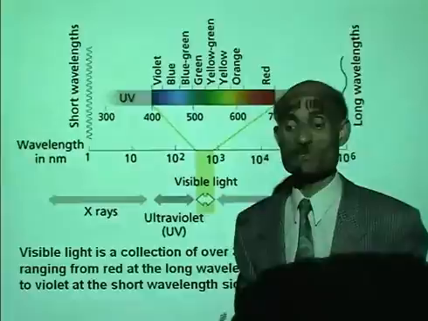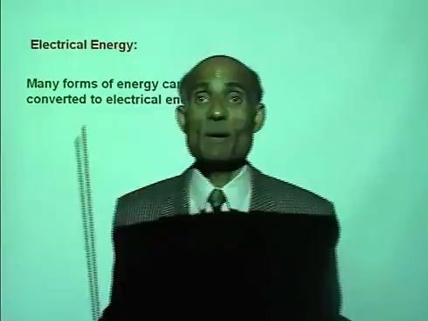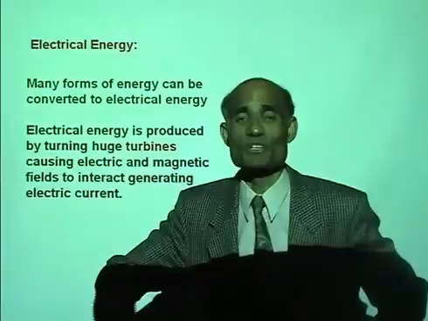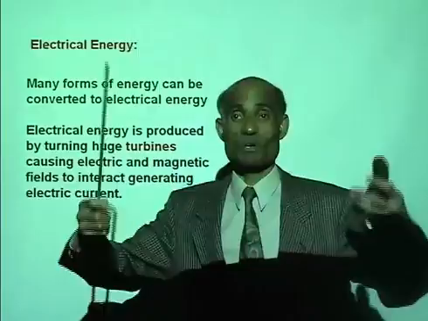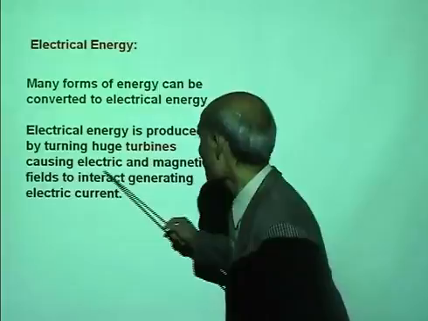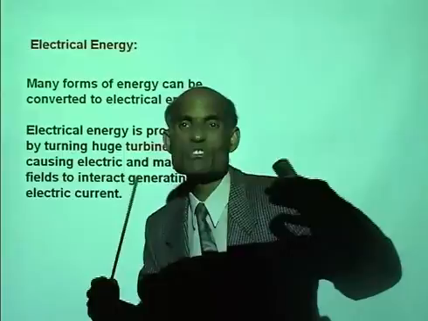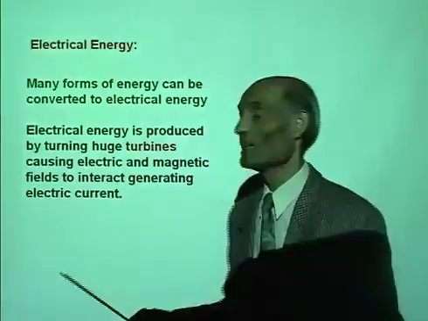That can be used to do this work. That means many forms of energy can be converted to electrical energy. Electrical energy is produced by turning huge turbines. So those coils of wire are not small like the one I showed you. They are very huge because we need to produce power at a very large scale. Huge turbines cause electric and magnetic fields to interact. That is why we rotate a coil of wire in a magnetic field. It is the interaction between the electric field and the magnetic field that produces the electric current.